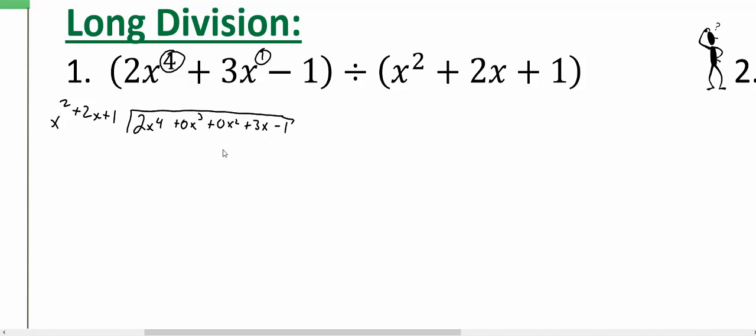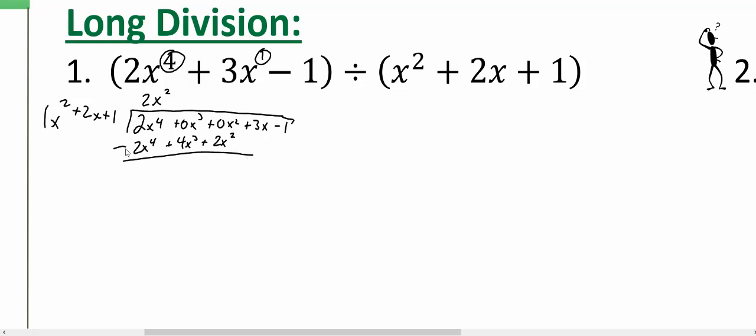Now, here's what's going to happen. I'm going to divide. x squared times what is 2x to the 4? Well, 1 times 2, x squared times x squared. Now I'm going to distribute this with all of those. 2x squared times x squared is 2x to the 4. 2x squared times 2x is 4x to the third, so that's going to go underneath the x to the third column. 2x squared times 1 is 2x squared. Now those are all positive, right? These are all pluses.